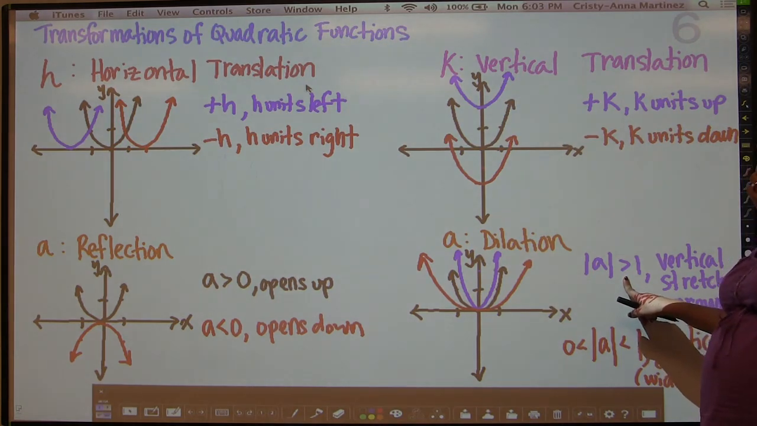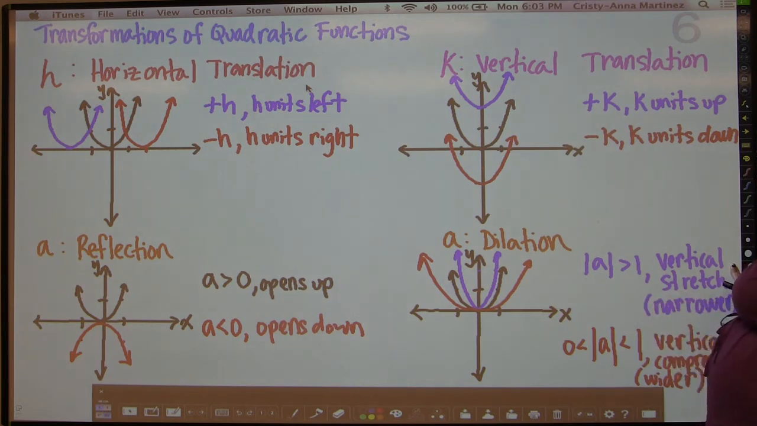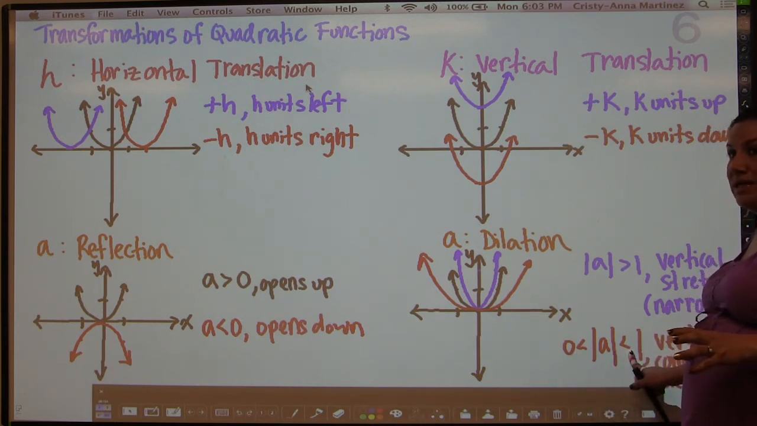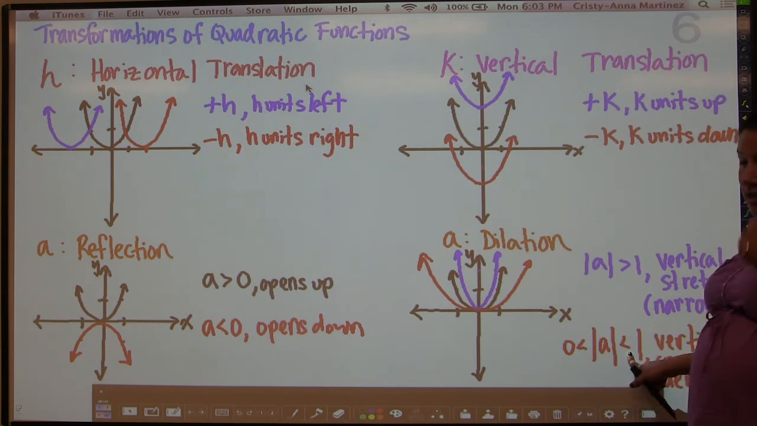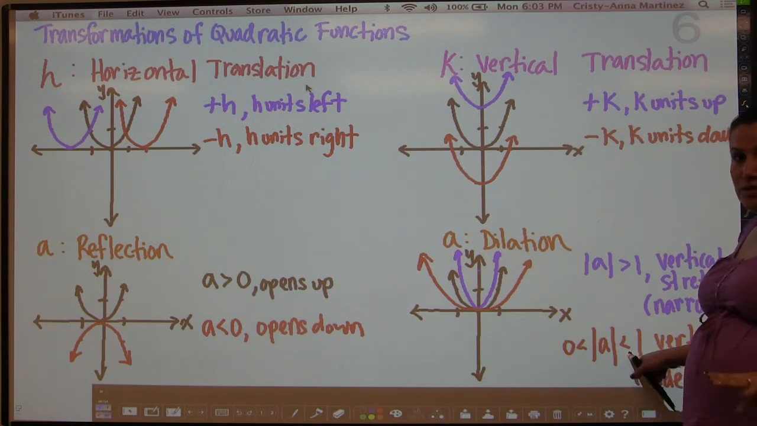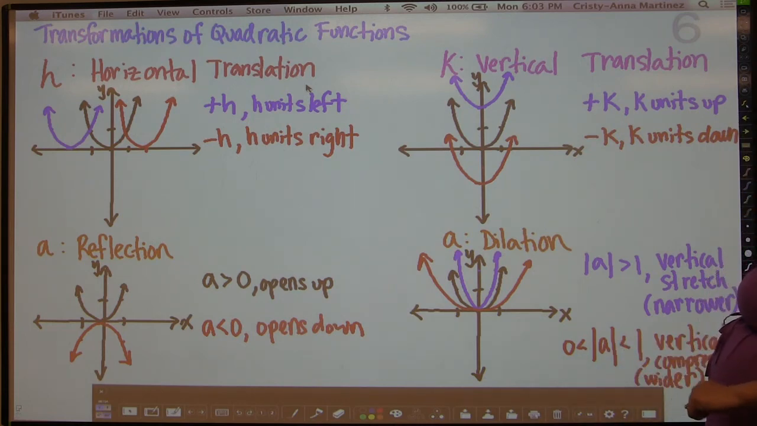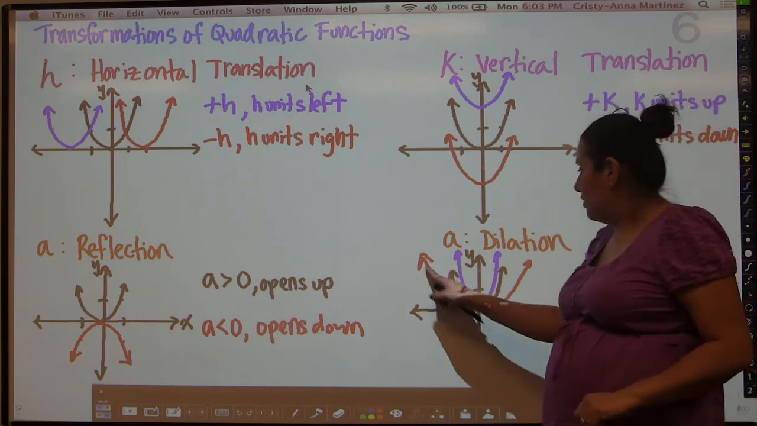So if you have 2x squared or 3x squared, 5x squared, all those numbers greater than 1, then you're going to have a vertical stretch, or it's going to be narrower. If the a value is between 0 and 1, so it's not going to be bigger than 1, it could be like 1/2 or 1/4, like we saw in the previous example, 1/3, 2/3. Anything that's between 0 and 1, you're going to have a compression, so it's going to be wider.